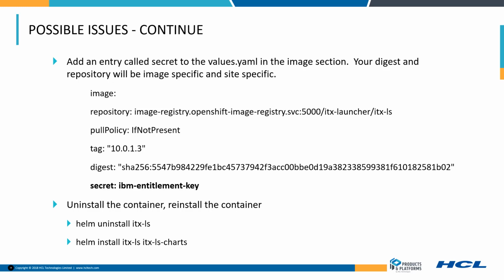In your values.yaml file, add the secret to the image section, save the file, uninstall the previous installation with HELM uninstall, reinstall again with HELM install.